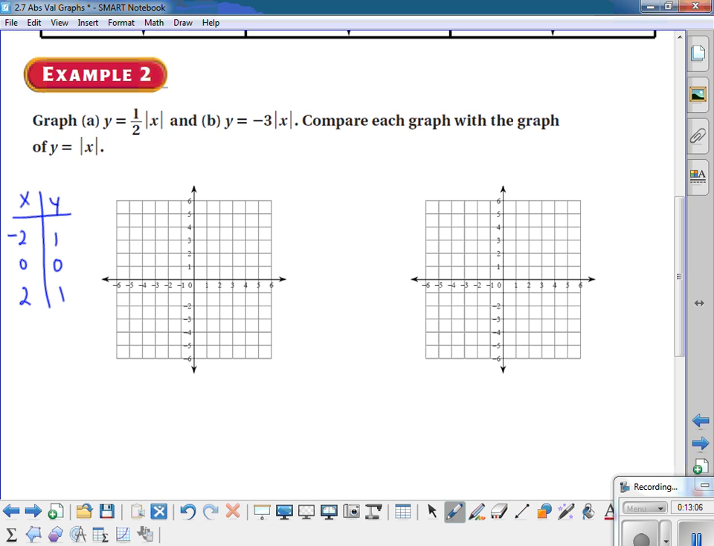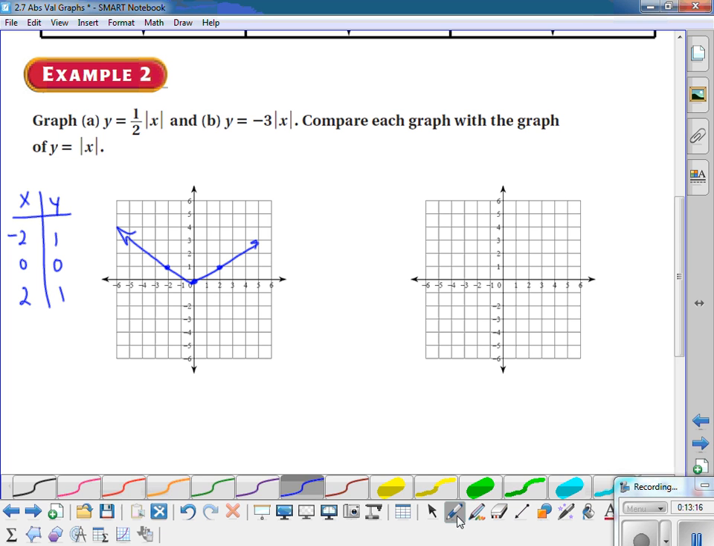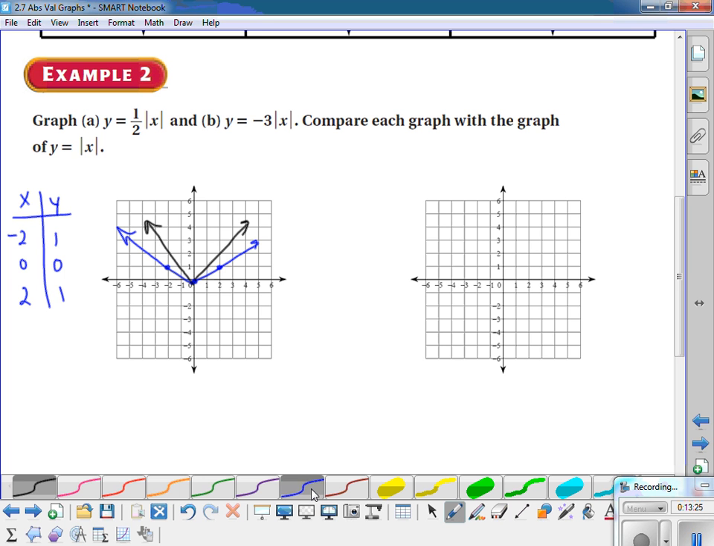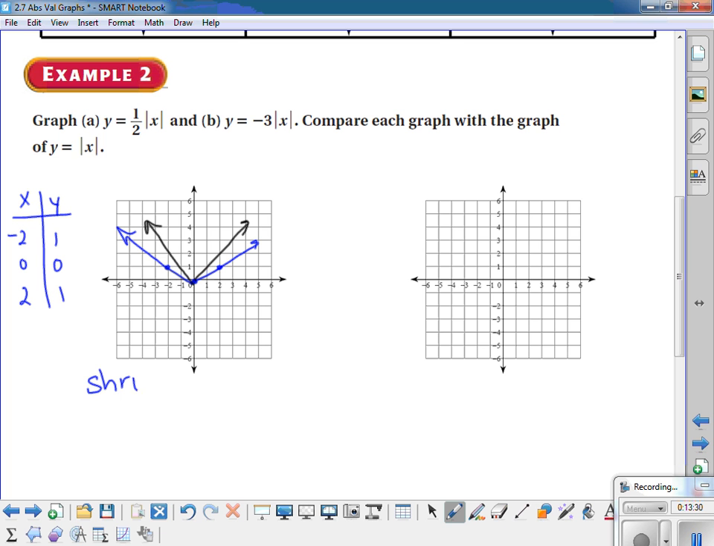And so the graph ends up being like that. If I go ahead and put the parent graph on here, how does it compare to that parent graph? It's wider and it's shrunk, right? So it shrunk by a factor of 1/2.